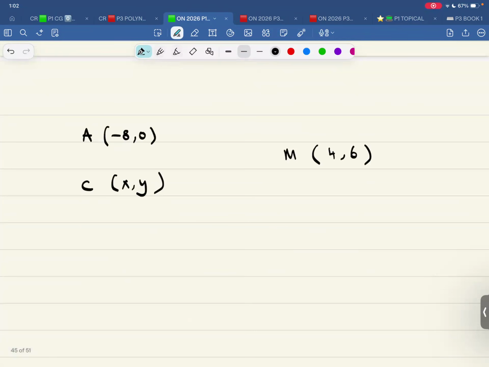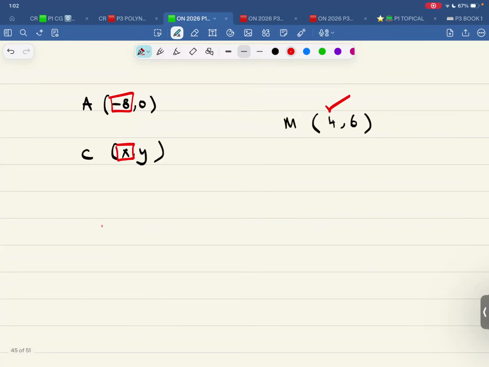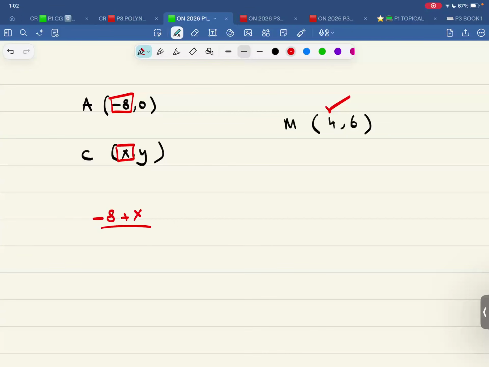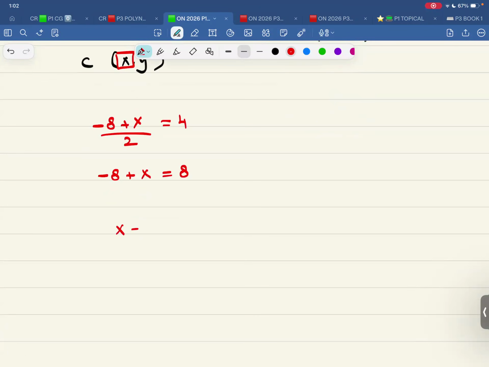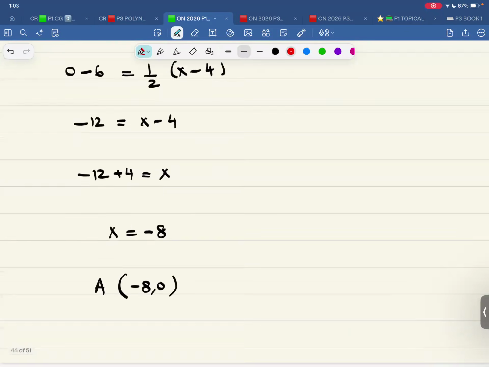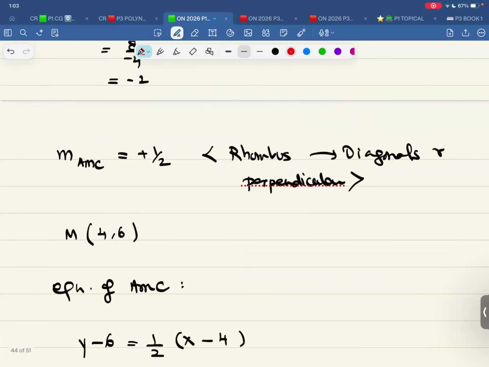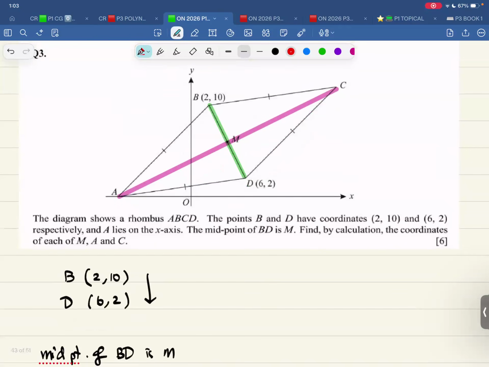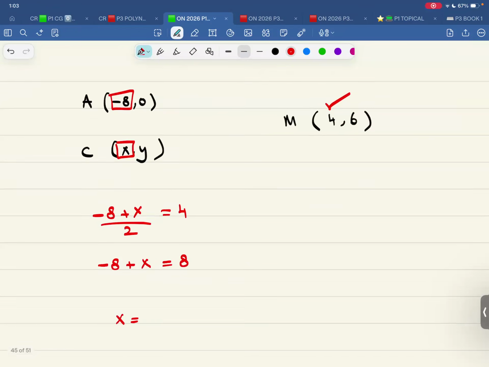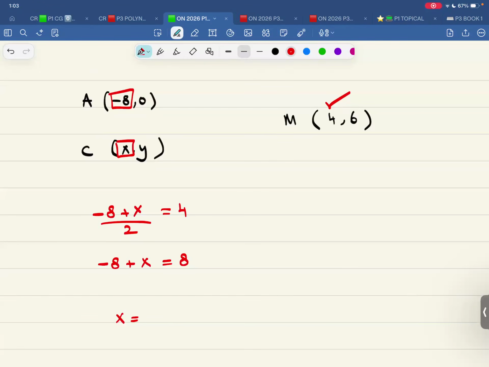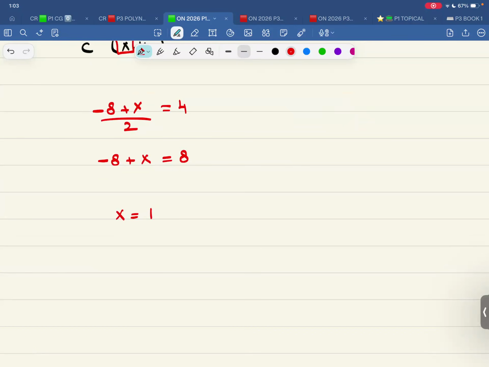So now let me focus on this. Take the x coordinates, the average is 4. So (negative 8 plus x) divided by 2 is 4. Negative 8 plus x equals 8. Therefore, x equals 16.